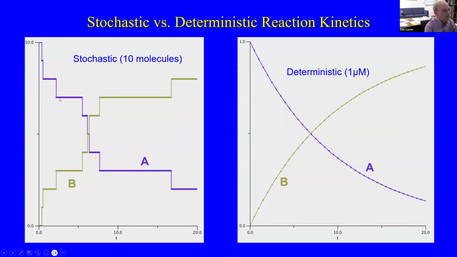And you can see that sometimes it takes very little time for a transition to happen, 10 molecules going to 9. Sometimes it takes a little longer, but eventually you get down to very few A molecules after 20 seconds here, and correspondingly more B molecules. And if you solve the differential equation, the deterministic continuous equation, then this is an exponential decay of A and an exponential rise of B.